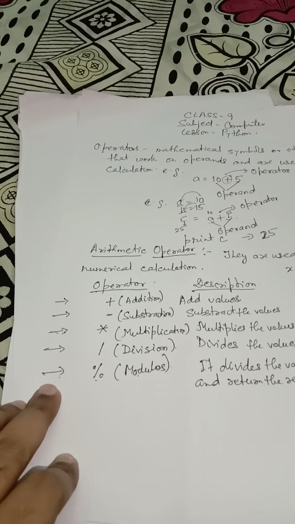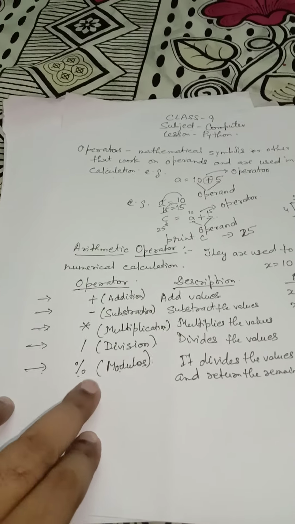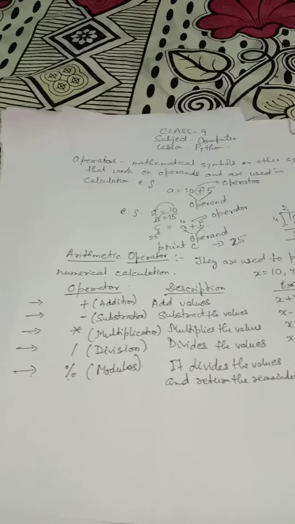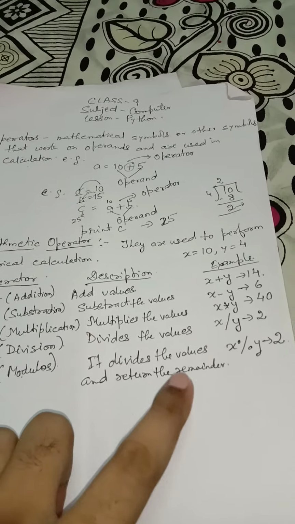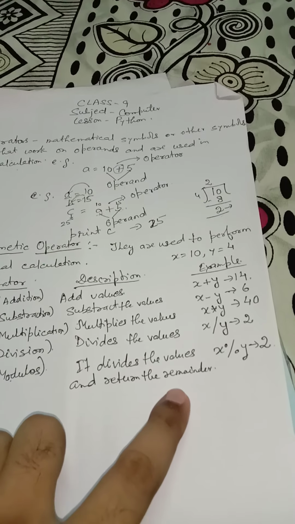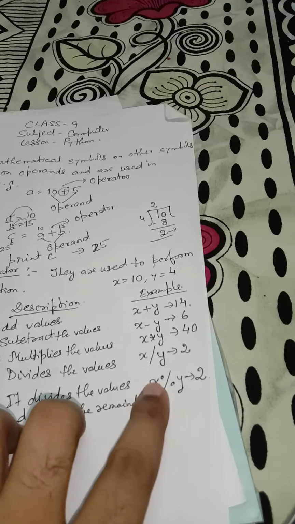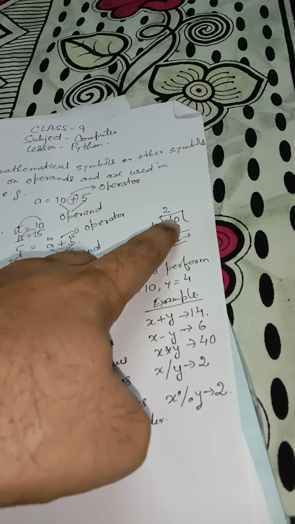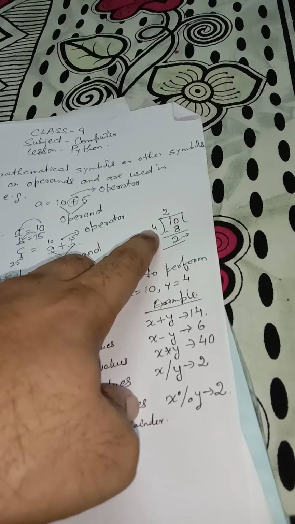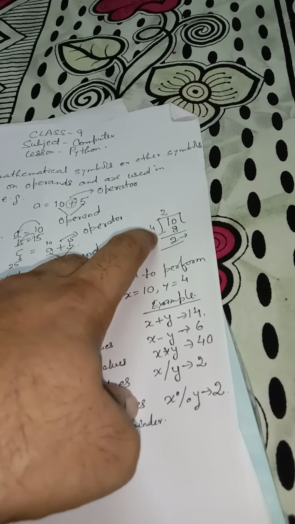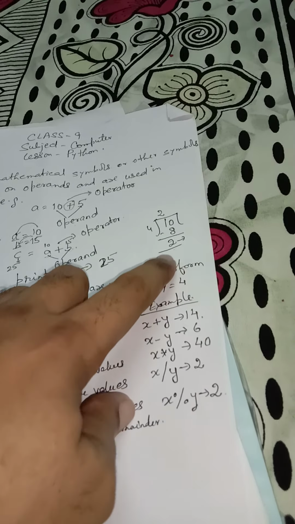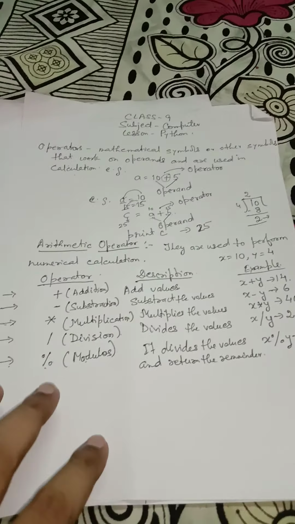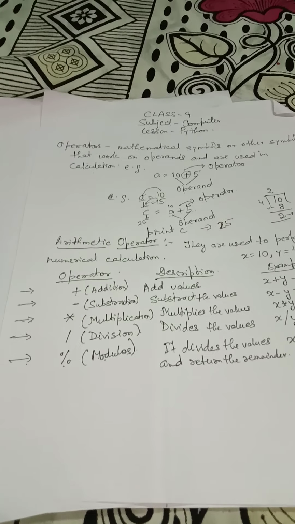Now the fifth arithmetic operator is modulus. The percentage sign is known as modulus. What does it do? It divides the values and returns the remainder. For example, I have written x mod y. The value of x is 10, mod y means divided by 4. So 4 twos are 8 and the remainder is 2. So the output will be 2. These are the different arithmetic operators that we use in Python.